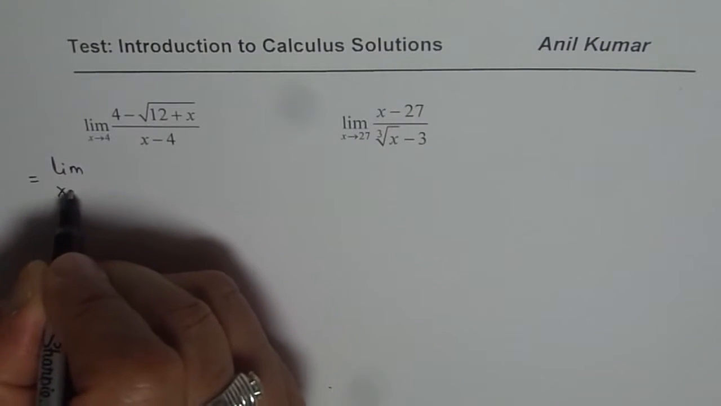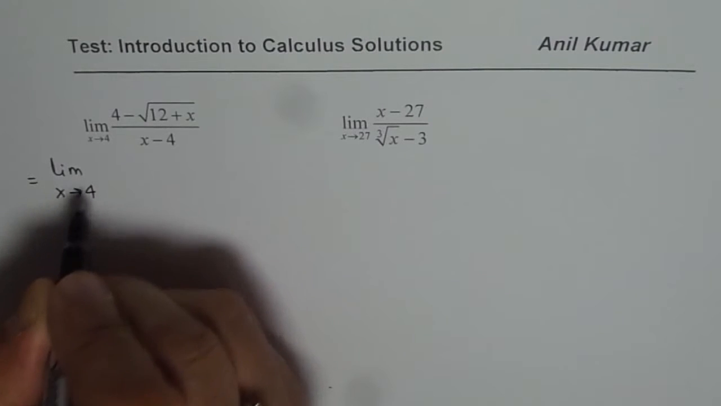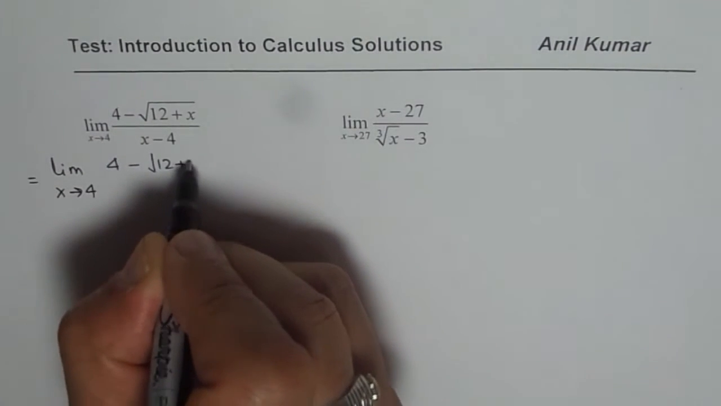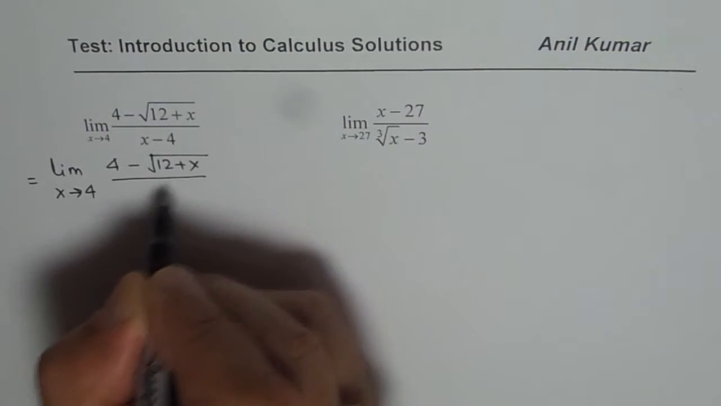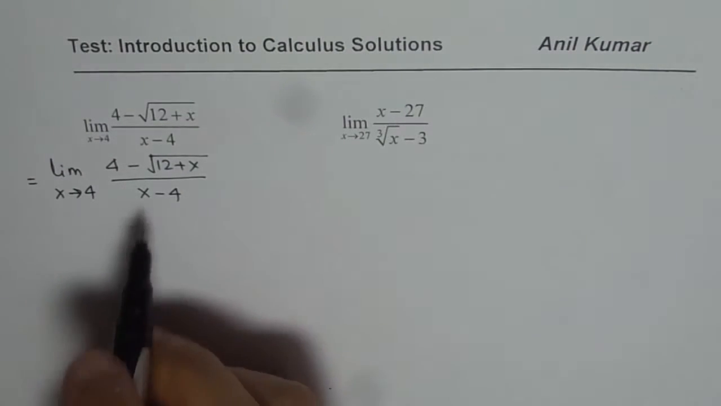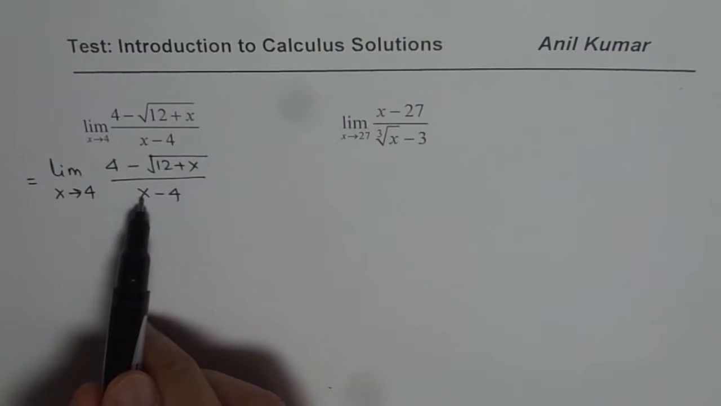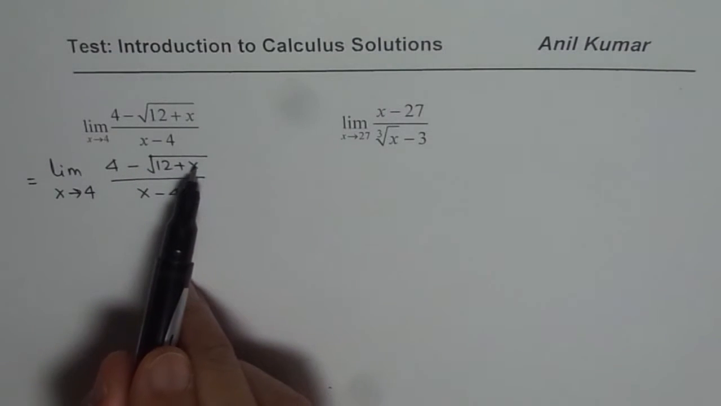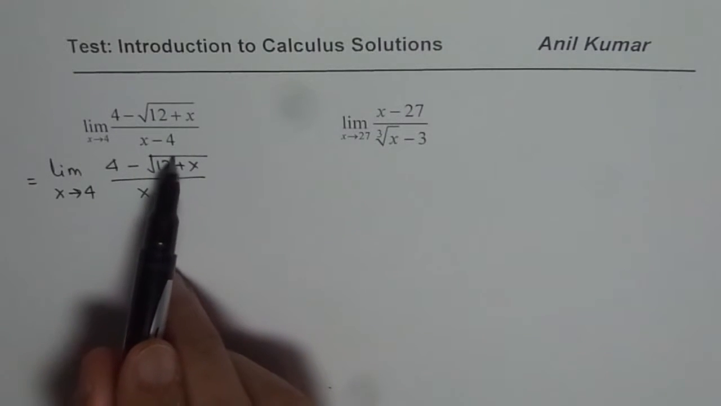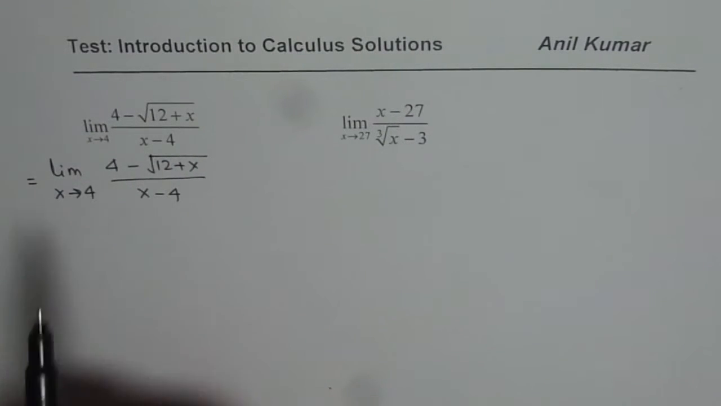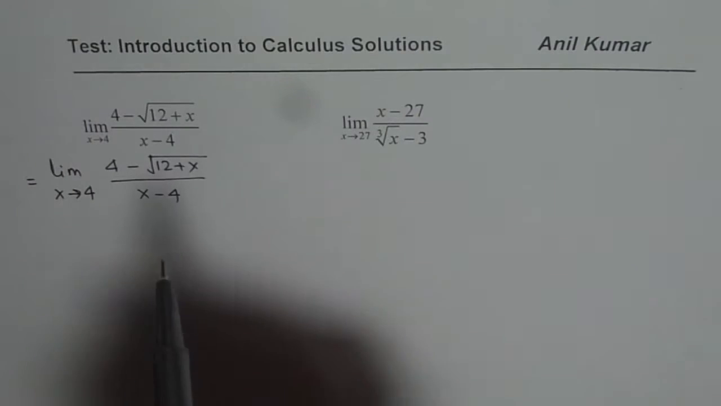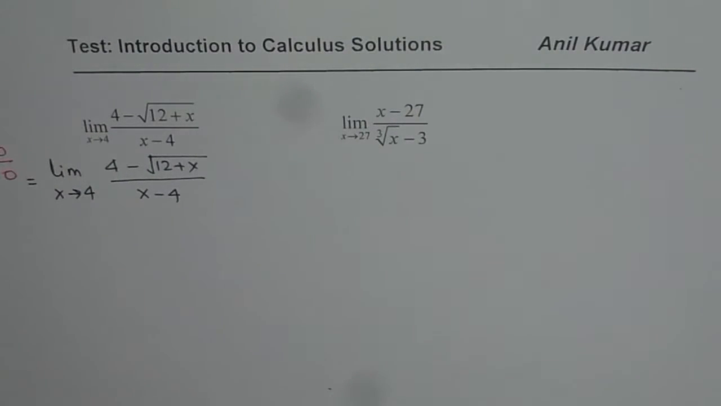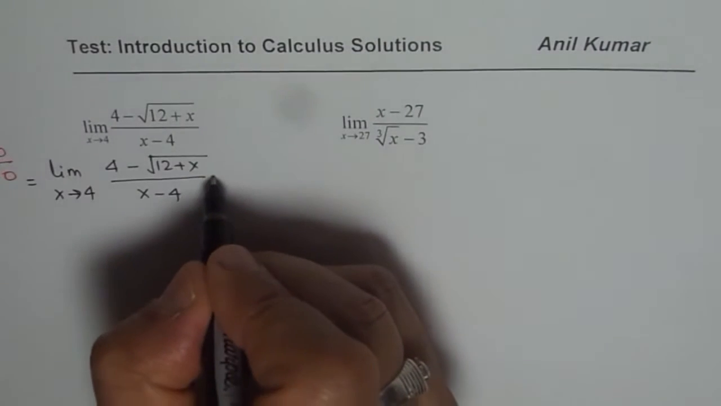We are trying to find the limit of this function as x approaches 4, and we have 4 minus square root of 12 plus x divided by x minus 4. Now if I substitute 4 here, 4 minus 4 is 0, so you get 0 in the denominator. In the numerator, 12 plus 4 is 16, square root of 16 is 4, and 4 minus 4 is 0, right? So this is a case of 0 over 0, an indeterminate form. So we need to rationalize to solve this.